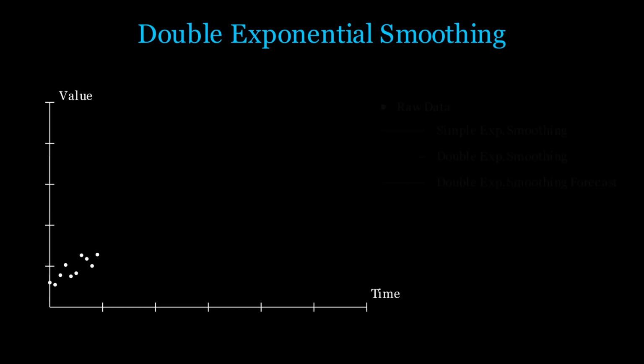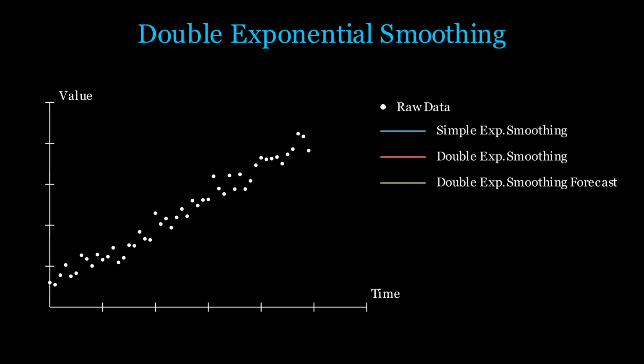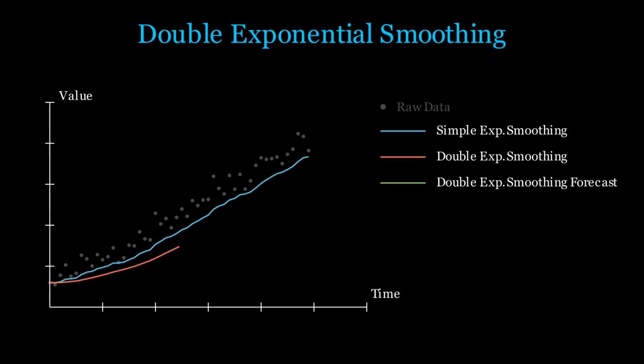Let's visualize this with a time series with a strong upward trend and some noise. First, we compute the single exponentially smoothed series in blue. Notice how it reduces the noise but lags behind the trend. Then, we compute the double exponentially smoothed series in red. This lags even further behind the blue line. Using the formulas from earlier, we calculate the intercept and slope and project the series forward.